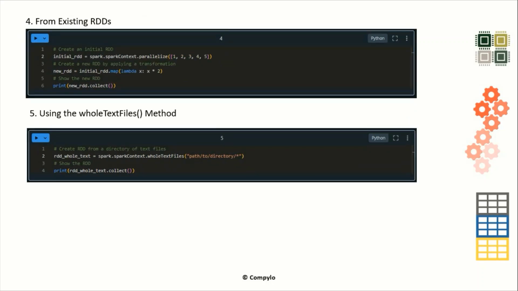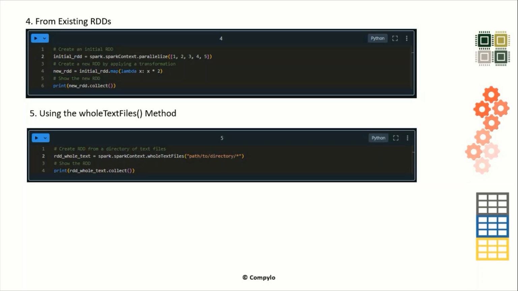One more approach is from existing RDDs. We can transform an existing RDD to create a new RDD using transformations like map. So here what you can see at line number 4, we are using the map function to convert it into a new RDD.